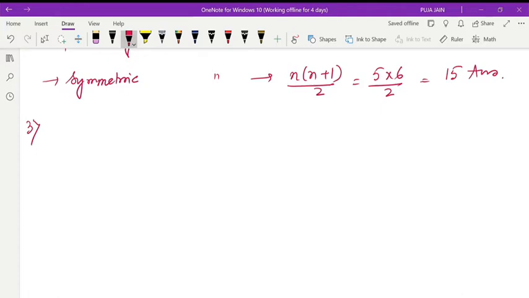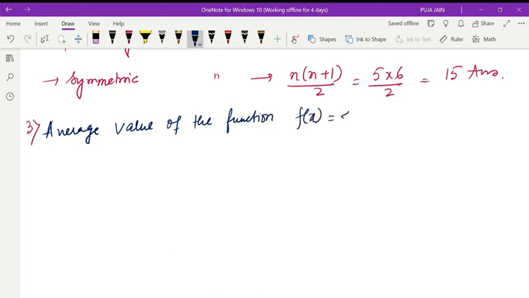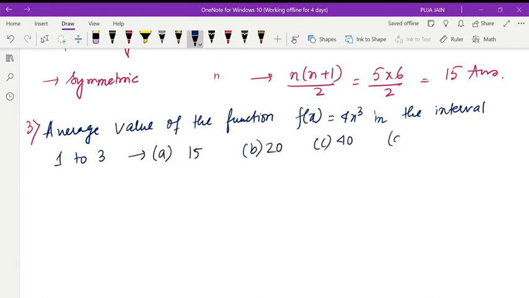Next, let's do a question related to averages. This type of question is common in JEST, JAM, GATE. This question has already come in JEST also. Average value of the function f of x equal to 4x cubed in the interval 1 to 3, and the options are 15, 20, 40 and 80.